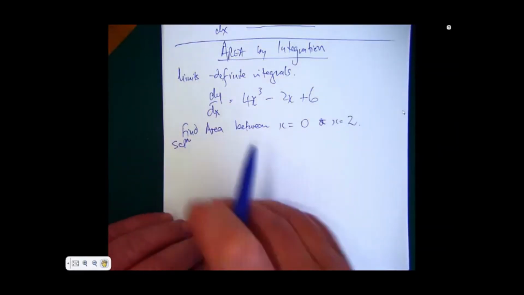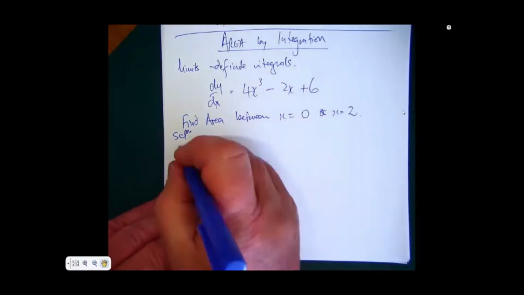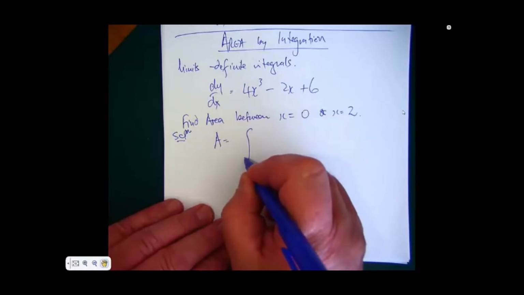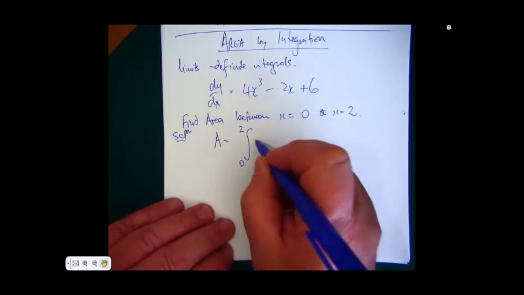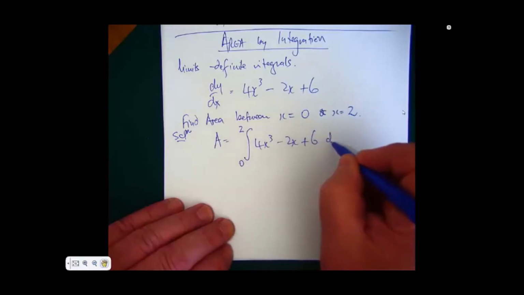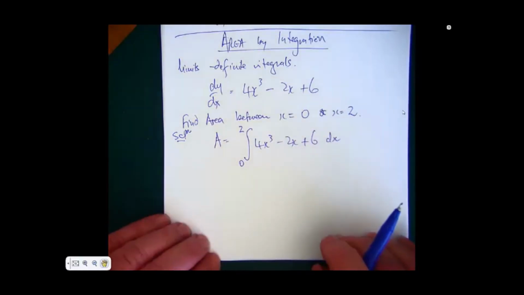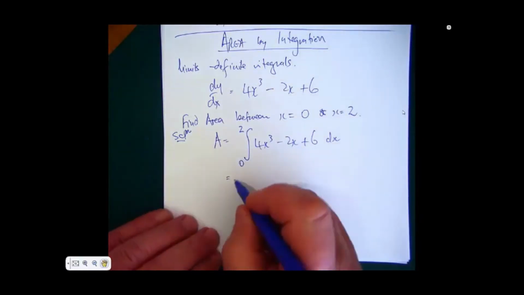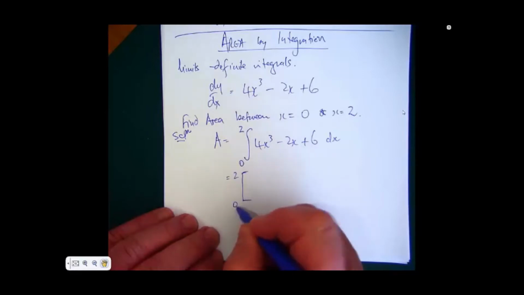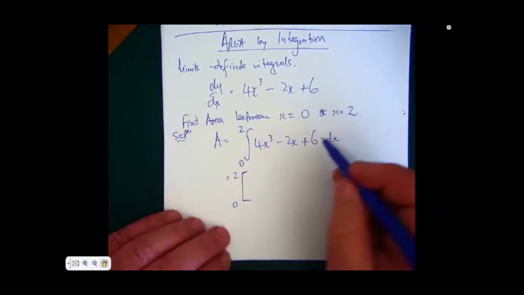So here's a solution. What we now do is integrate this. So the area is the integral, and this is how we write it out: from 0 to 2 of this function, 4x cubed minus 2x plus 6, with respect to x. And here we go. As soon as we start integrating, we change the integral sign to square brackets, which is normally the convention, and then we integrate this out.